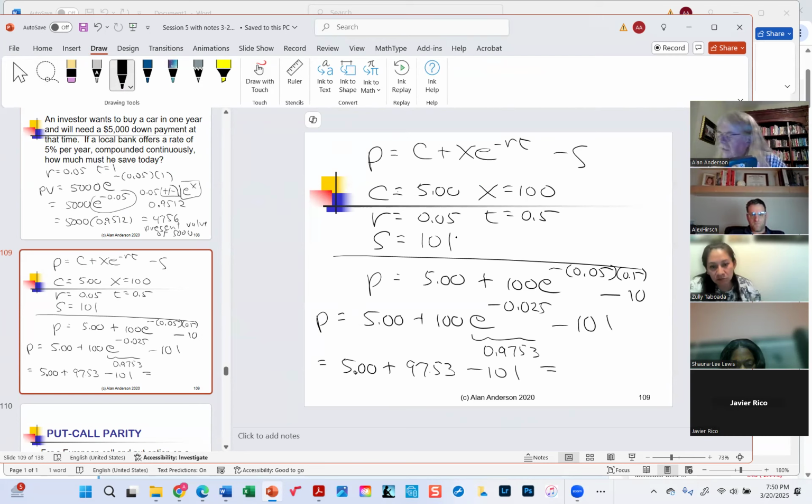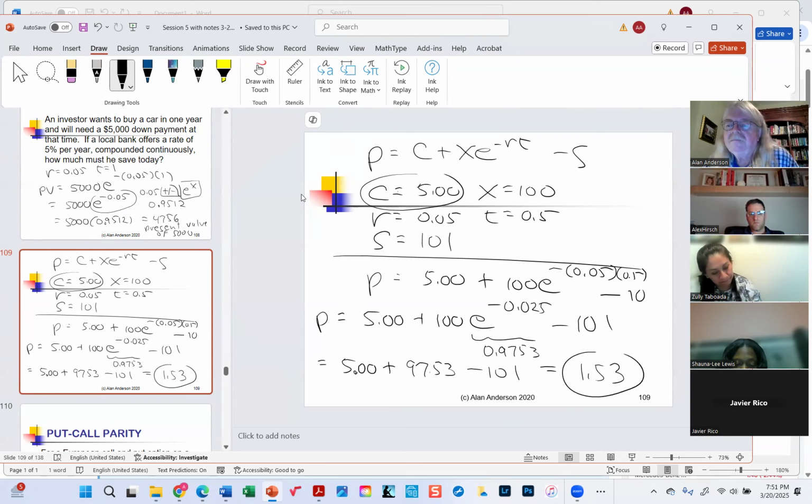So 5 plus 97.53 minus 101 is $1.53. So for a call price of $5, the equivalent put is worth $1.53. You can see how important this turned out to be, because people who had the Black-Scholes model programmed into a calculator could easily turn around and come up with put prices just by plugging these results into the put-call parity condition.